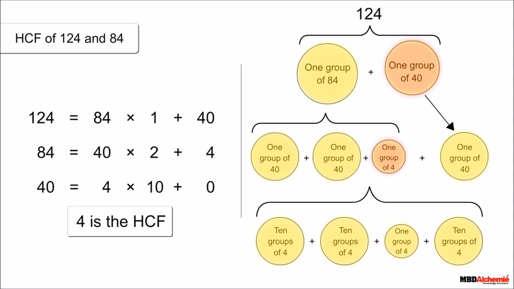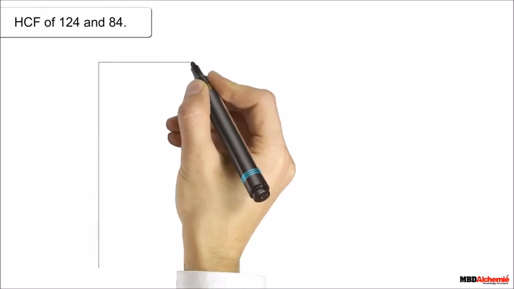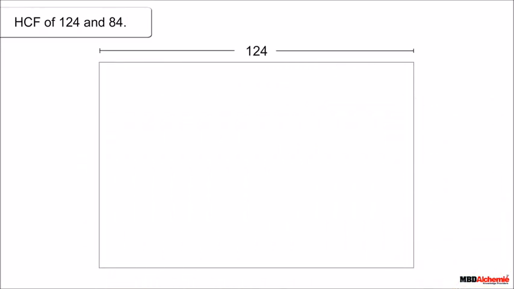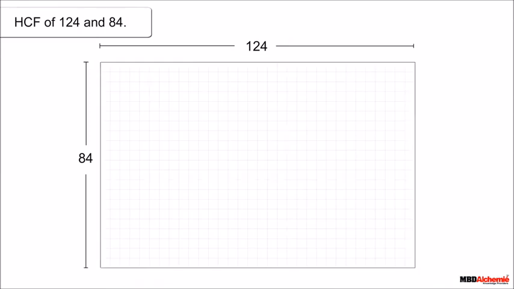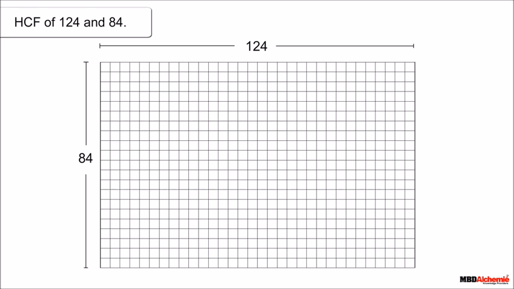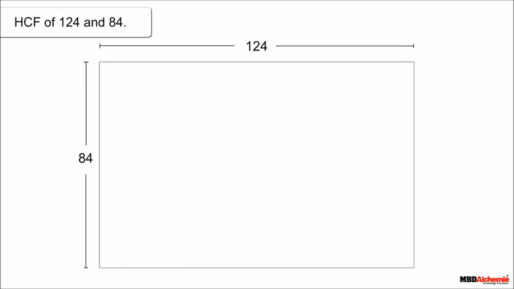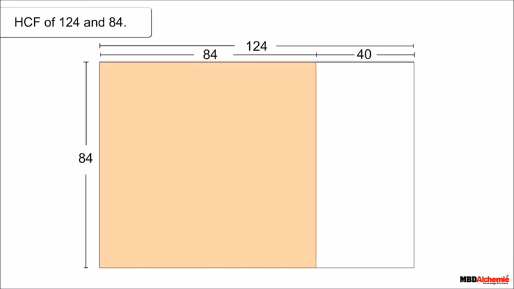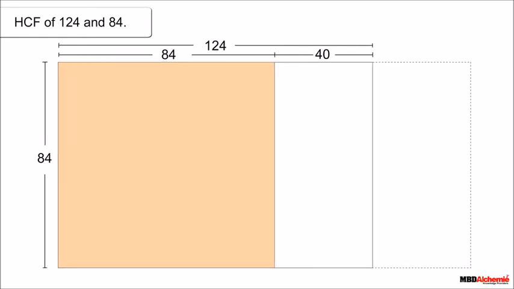Let's understand this geometrically. Here we have a rectangle of length 124 and breadth 84 units. We need to fill this rectangle with square tiles of maximum size. That means a square tile whose side divides length and breadth without leaving any remainder. The tile of maximum size that can be fitted inside this rectangle is of 84 by 84. Let's draw it. If we want to take more tiles of 84 by 84, that's not possible as less area is remaining. This area is nothing but the remainder.